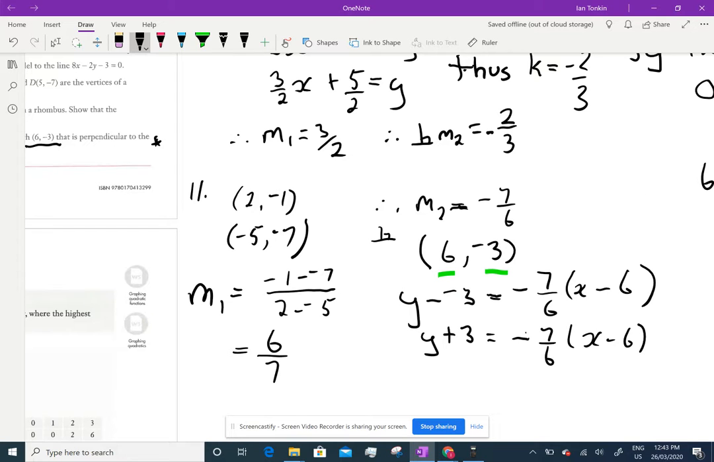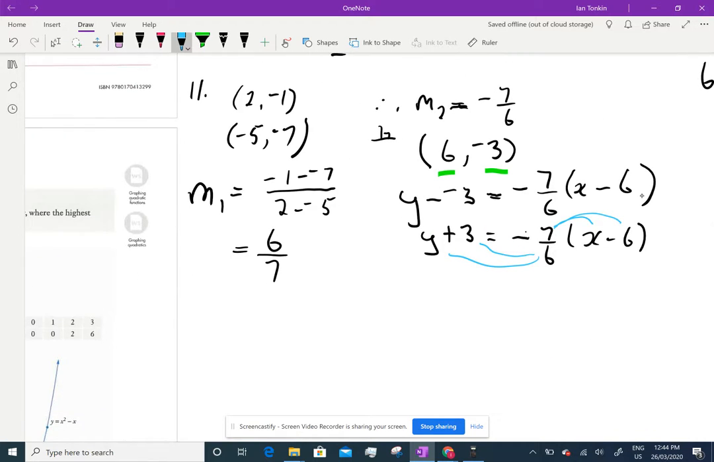Now you decide where that negative goes. So I'm going to multiply these two by 6, and I'll multiply these two by negative 7. It doesn't matter. You could do the negative 6 onto the other side. It does not matter. So I'm going to get 6 times y, 6y, plus 6 times 3, 18. Negative 7 times x, negative 7x. Negative 7 times negative 6 is plus 42.